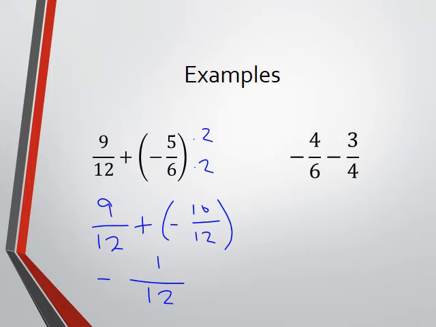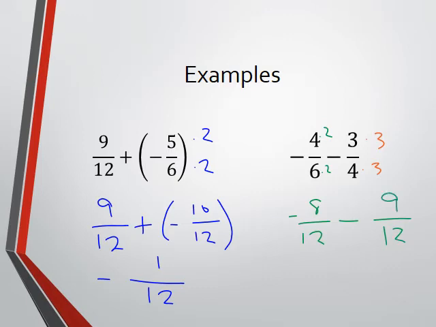Look at problem number 2. I have negative 4/6 minus 3/4. Well, my common denominator here is again 12. Yes, I could take it to 24, but if I take it to 12, I will have smaller numbers. To take that 6 to 12, I'm going to multiply by 2. That will give me negative 8/12 minus, to take the 4 to 12, I'm going to multiply by 3. So that will give me 12 on bottom, that will give me 9 up top.